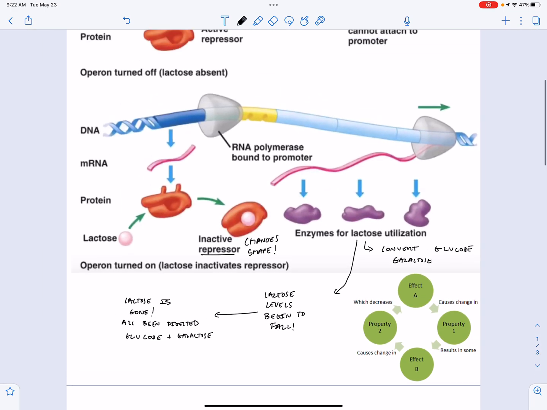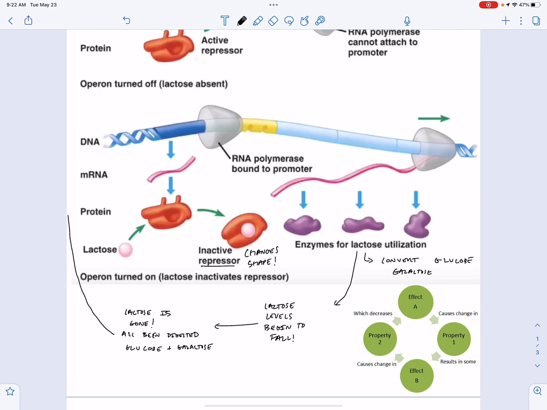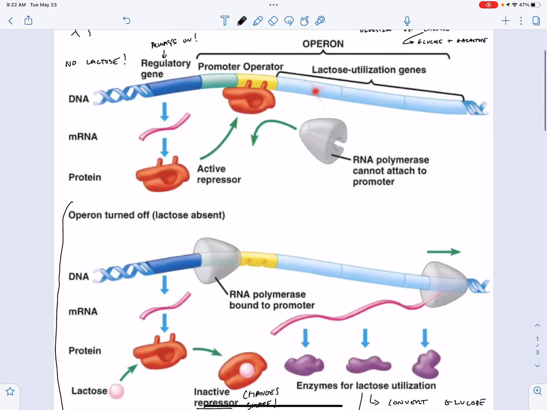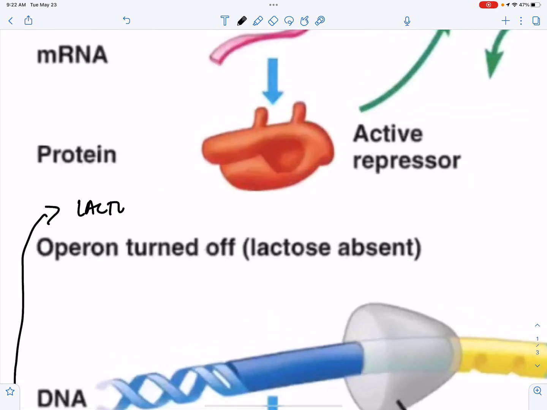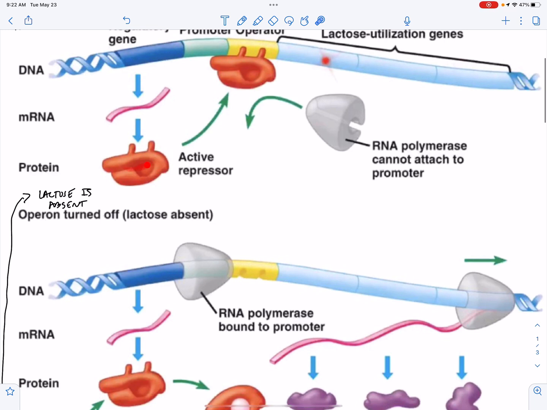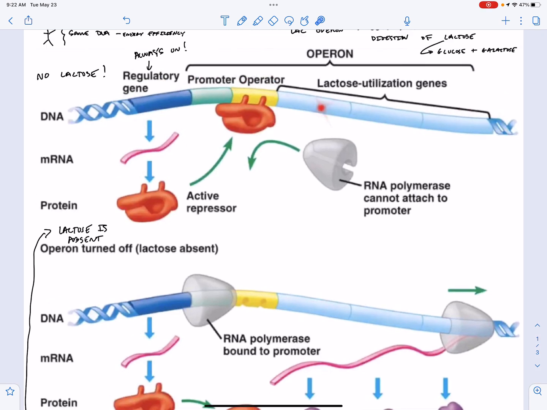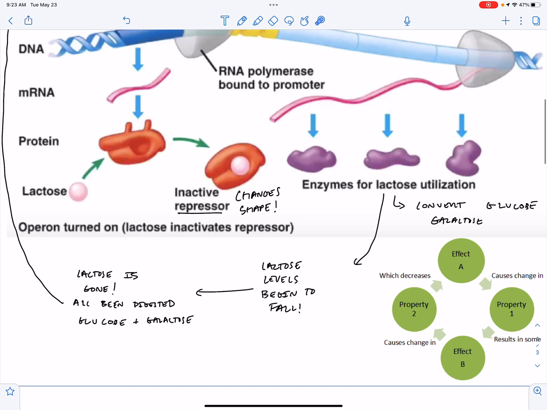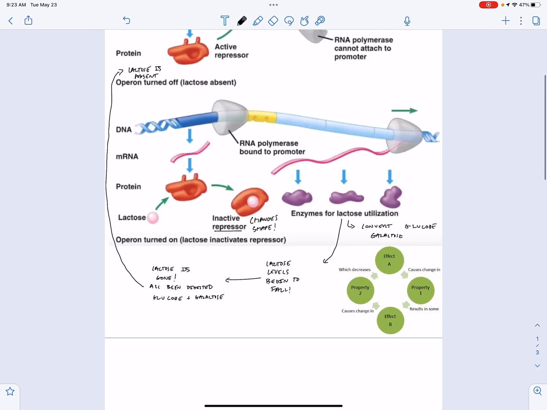Okay, so now we are in a position where, once again, lactose is absent. If lactose is not present in the system, then the repressor protein no longer is holding it, and it is once again free to bind to the operator region. When it's bound to the operator, RNA polymerase is prevented from attaching to the DNA, and the lactose utilization genes are no longer transcribed. So the enzymes for lactose utilization, their levels now fall.